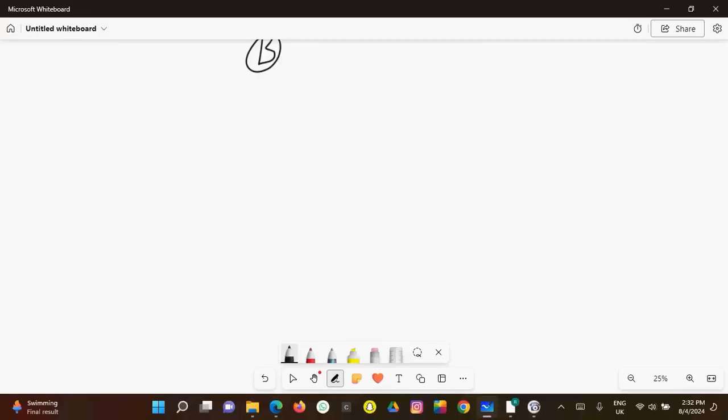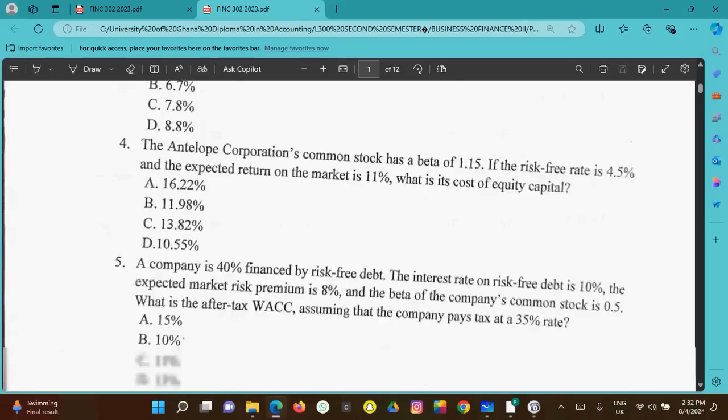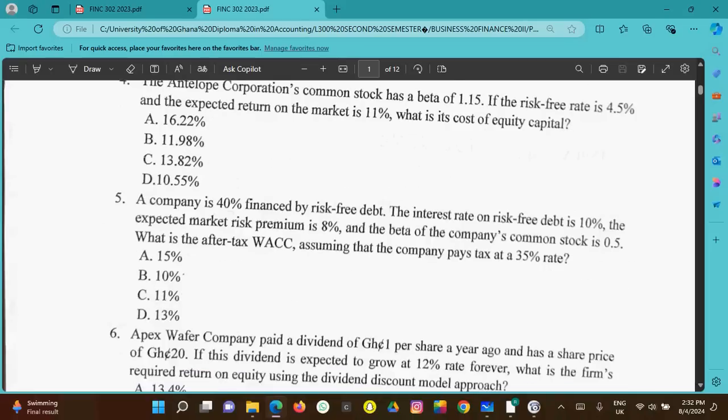All right, so question 5. The company is 40% financed by risk-free debt. The interest rate on the risk-free debt is 10%, and the expected market risk premium is 8%. And the beta of the company's common stock is 0.5. What is the after-tax weighted average cost of capital, assuming that the company pays a tax of 35%?